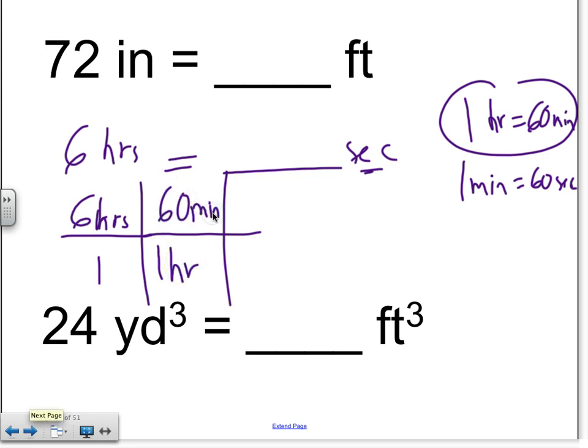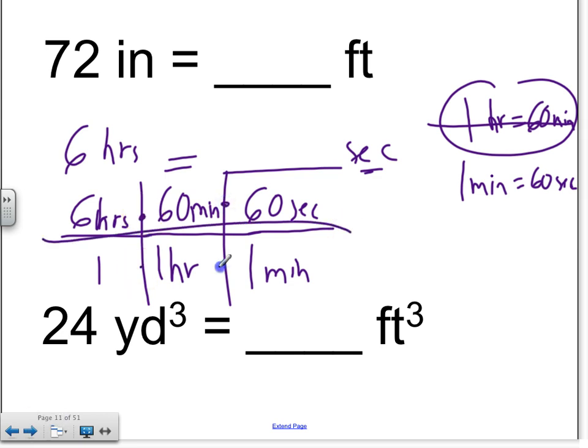And now I'm done with this conversion rate. What's the next thing I'm going to use? Minutes and 60 seconds, right? Where do I put the minute? Bottom, because I want to cancel out the minute. 1 minute is 60 seconds. Is that the unit that I want to end with? Second is the unit I want to end with. If it is, then you're done. All you have to do now is multiply the top, multiply the bottom, and just do it as a fraction.